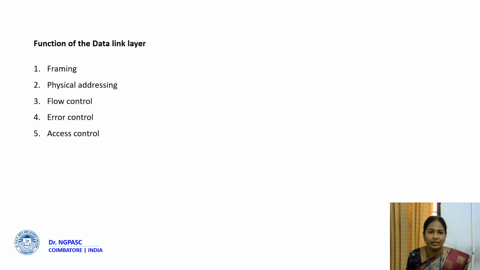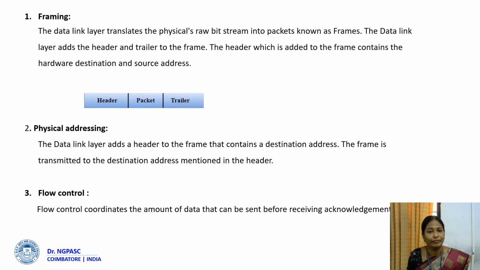The functions of the data link layer are framing, physical addressing, flow control, error control, and access control. Framing is nothing but accepting the data from the network layer and, if the data is large, dividing it into a number of frames, and it also attaches some header and trailer to the frame. Next, we move to physical addressing. It's the source address and the destination address. That address is what you call the physical address. This address is added to the header of the frame.